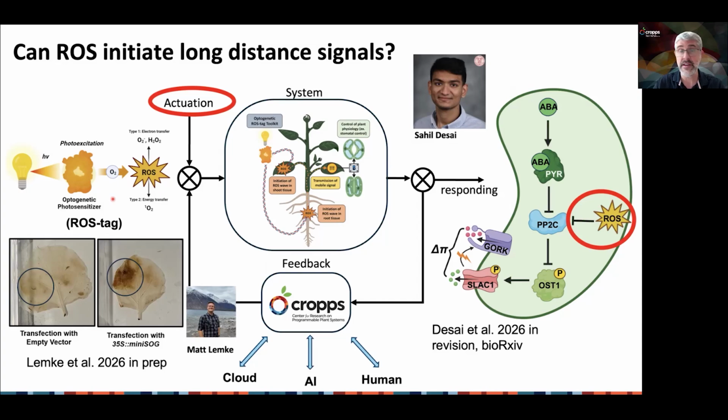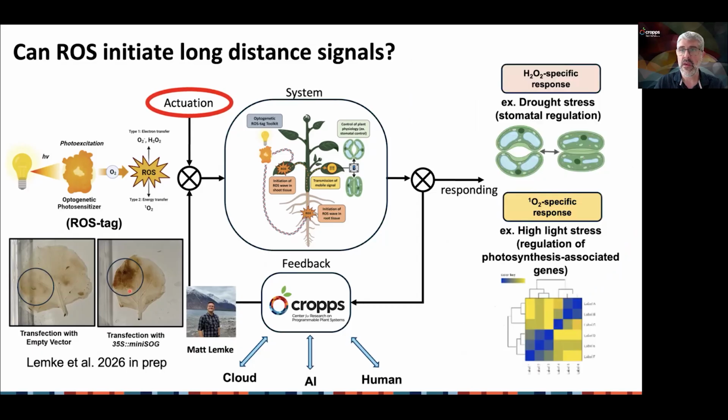To show this works in vivo in plants, we can transiently express these ROS tags in Nicotiana benthamiana and show a light-dependent induction of reactive oxygen species in a short amount of time. And so we are now testing the ability of that to induce a long-distance signal that could affect stress resilience either through stomatal regulation or gene expression.